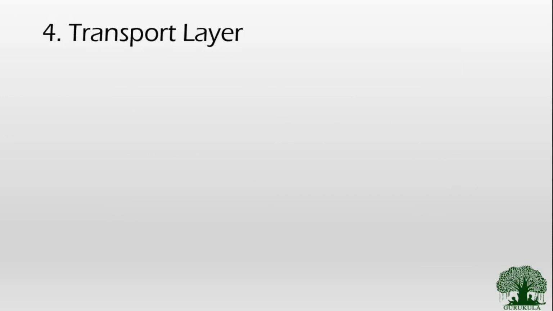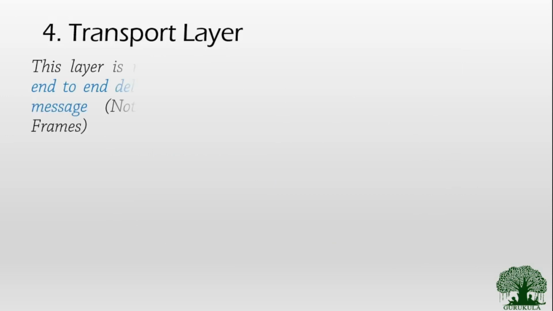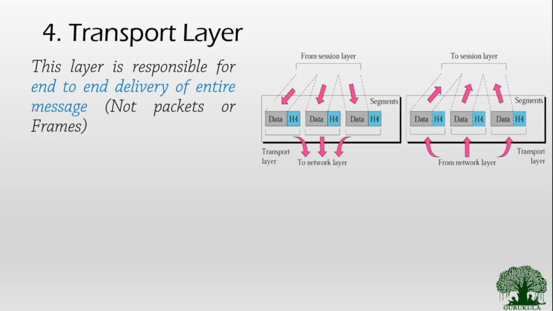Coming to the fourth layer, the transport layer. Your transport layer is responsible for end-to-end delivery of the entire message. I would like to recall it again. Your data link layer is responsible for node to node delivery, and your network layer is responsible for end-to-end delivery, and now the transport layer is responsible for, again, end-to-end delivery.